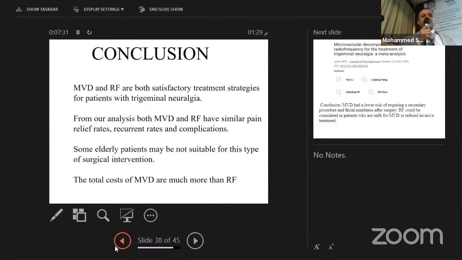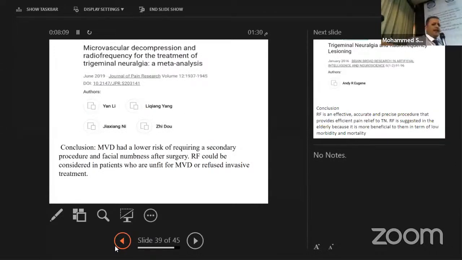In conclusion, microvascular decompression and radiofrequency are both satisfactory treatments for patients who have trigeminal neuralgia. From our analysis, MVD and RF have similar pain relief. But some elderly patients may not be suitable for this type of surgery, so we advise and recommend radiofrequency. The total cost of MVD is much more than radiofrequency. Radiofrequency is less expensive. Here I show you some international opinions and papers.